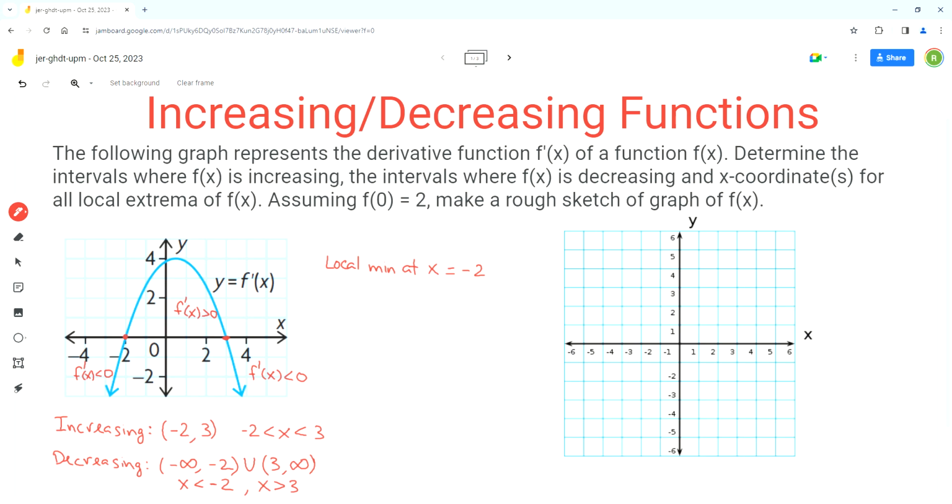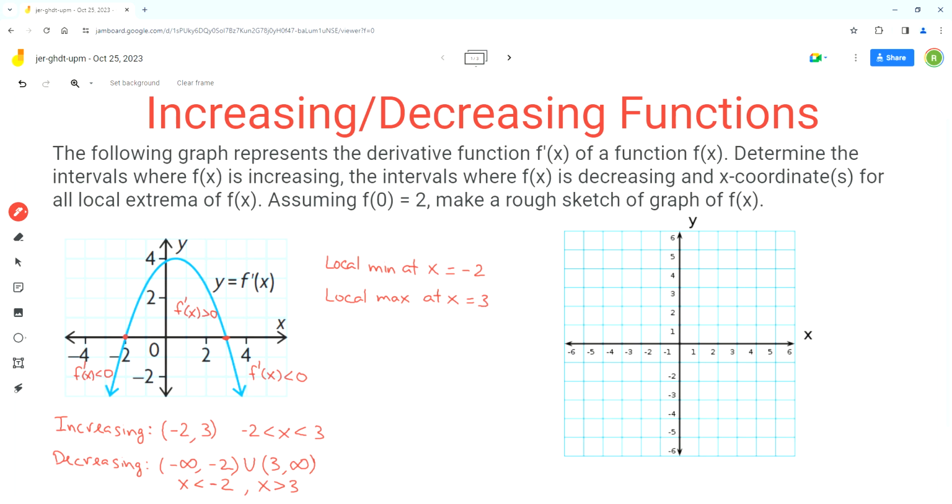Now we should analyze the second x-intercept of the graph of f prime of x. At this x-intercept, the graph goes below the x-axis from left to right. So that means at this x-intercept, the function f of x changes from increasing to decreasing. That means there is a local maximum at x equals 3.